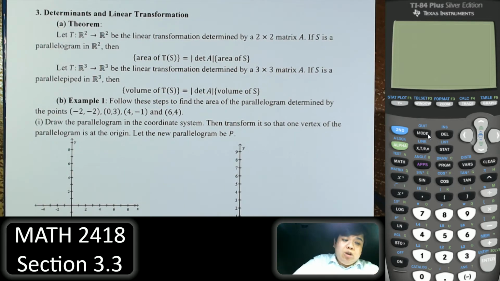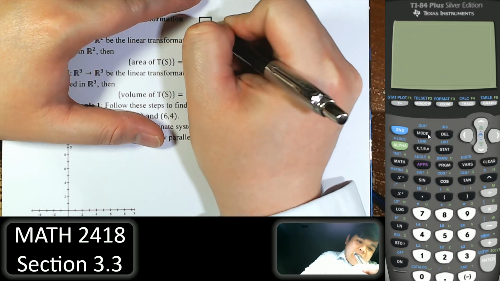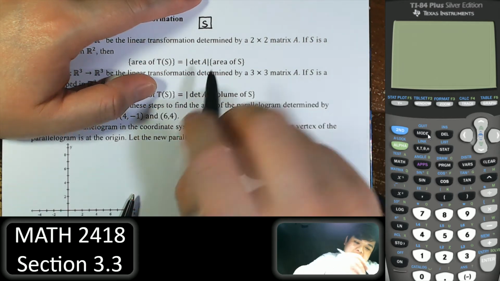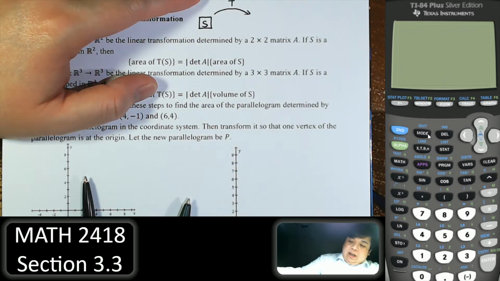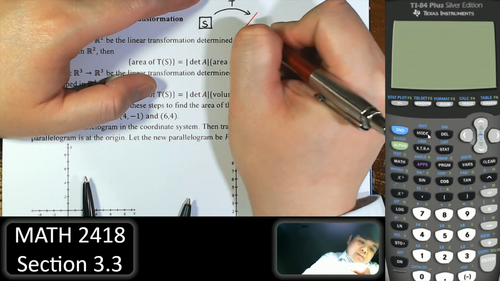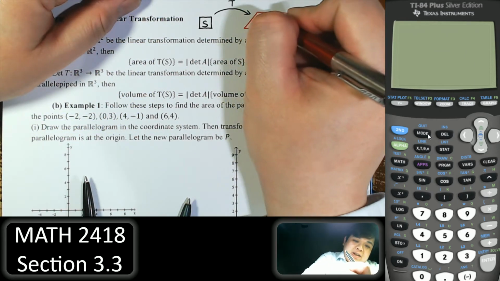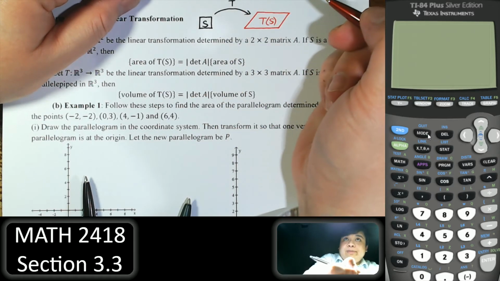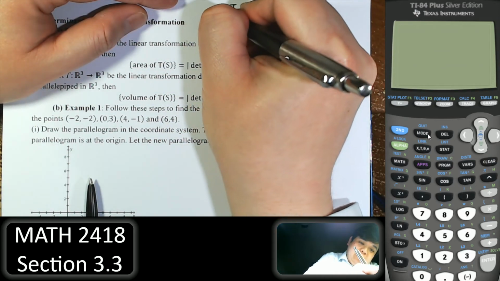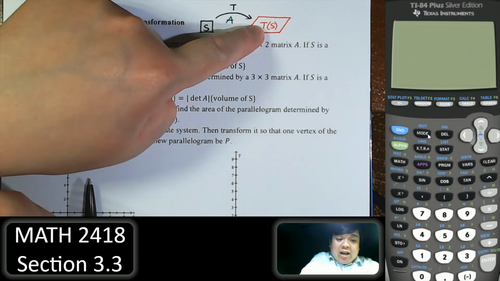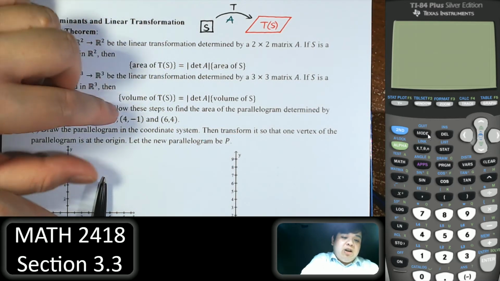So once again, we have here S, and then we have the transformation T into something like that, and this is the transformation of S. And of course, when the transformation T is given by the matrix A, the area of that is equal to the determinant of A times the area of S. And that's what the theorem is about.